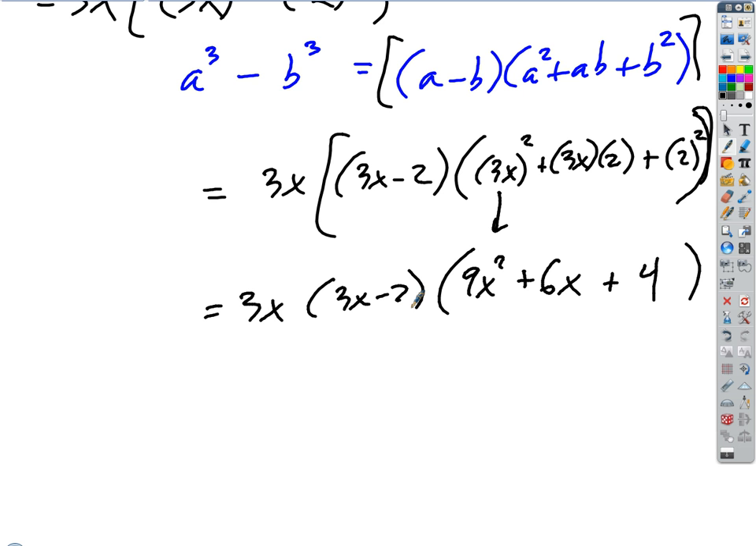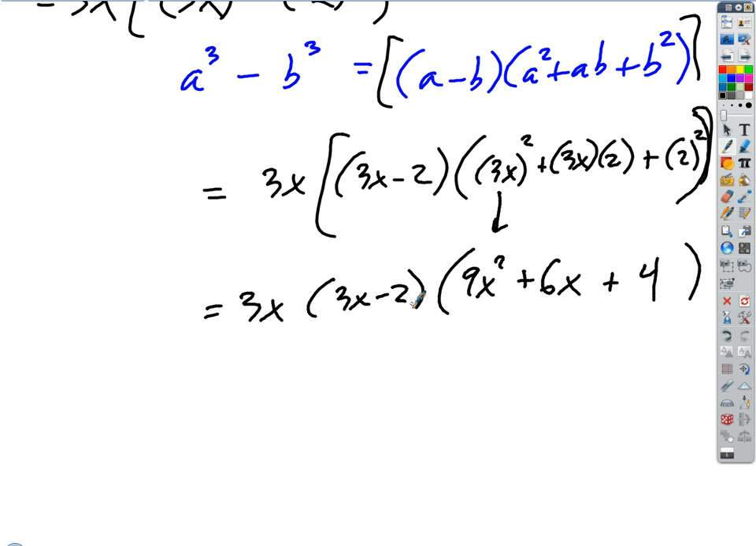No, we don't want to distribute anything, because that's what we were just trying to undo, the distribution, right? Remember, distributing would be expanding. We're doing the opposite of that. We're trying to break stuff apart into smaller pieces, okay?